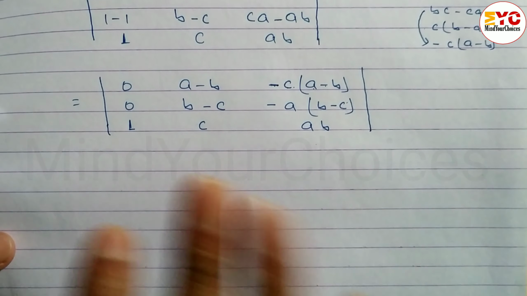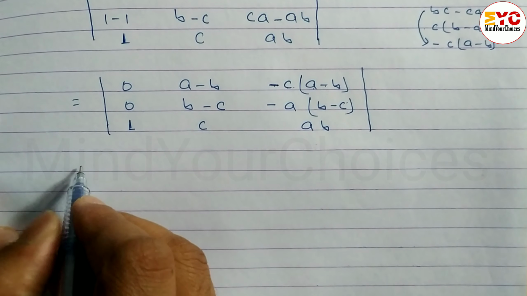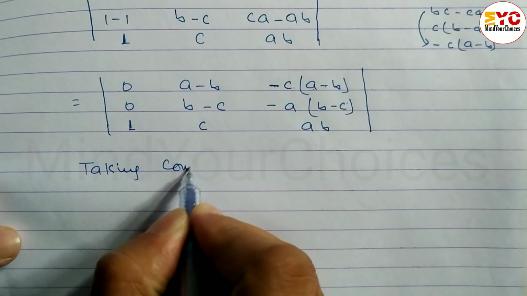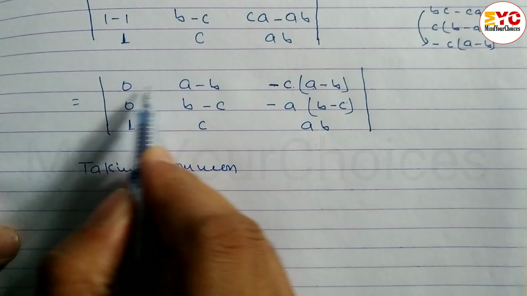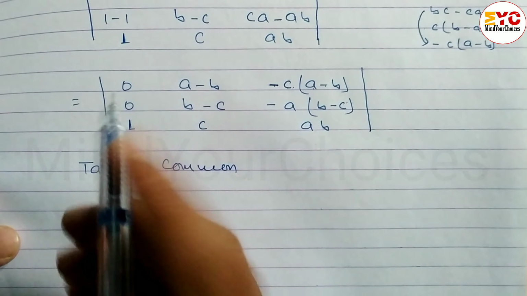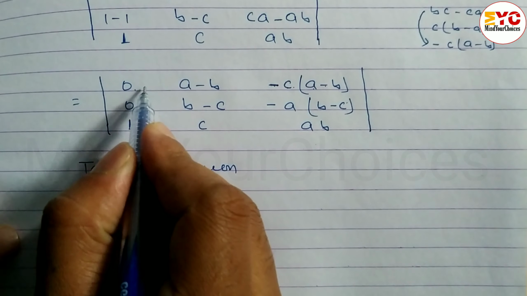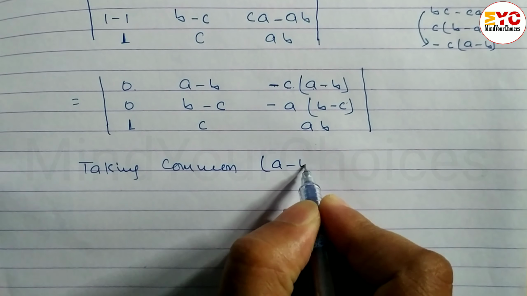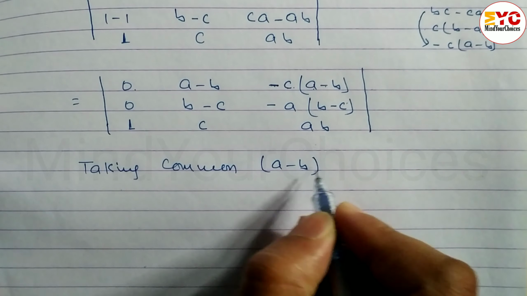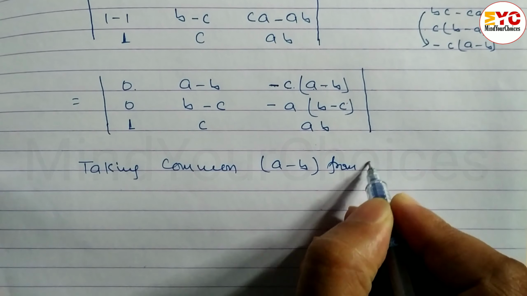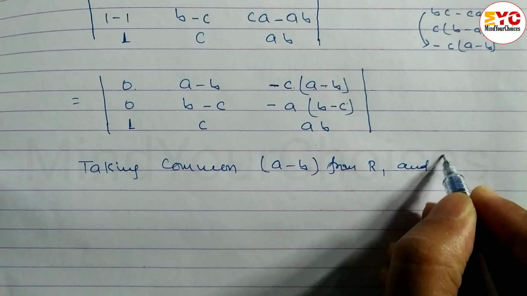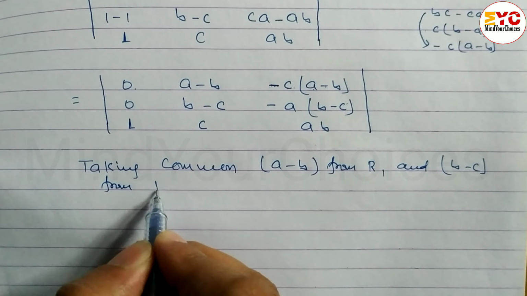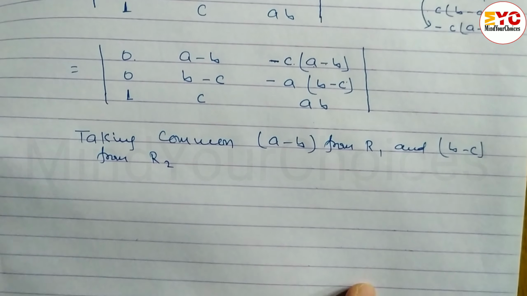Leave this one. Now let's take common. So we have to write here, taking common. Now from the first row we have to take A minus B common. Here 0 or A minus 0 into A minus B, same thing. So taking common A minus B from where? From R1, and B minus C from R2.